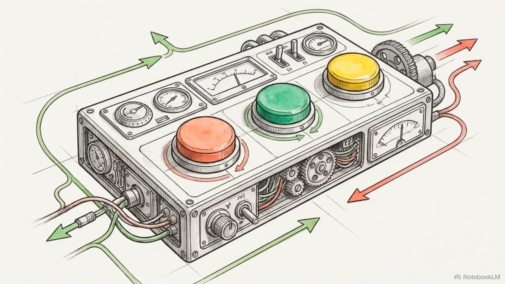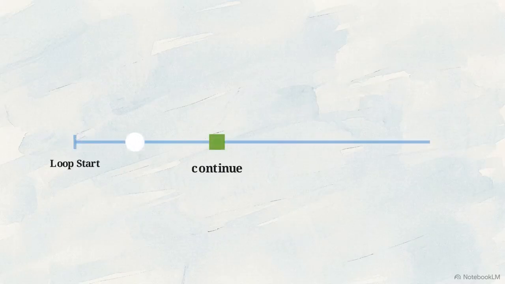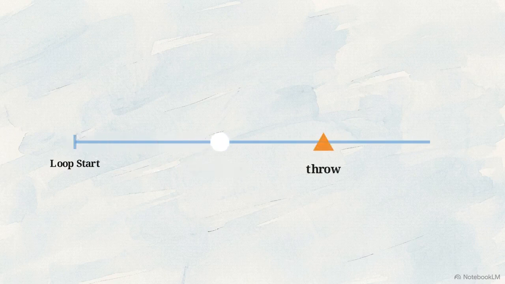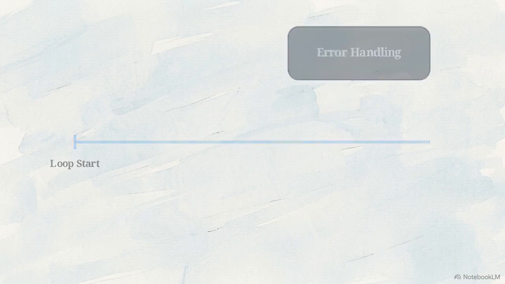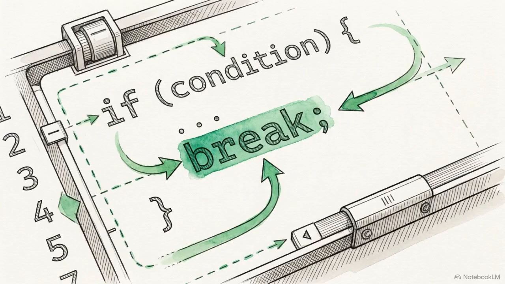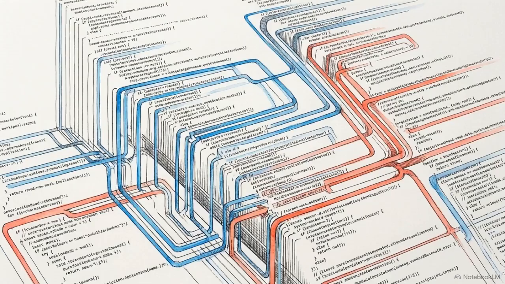There are a few other handy jump commands, too. A continue statement acts like a skip button to instantly jump to the next round of a loop, and a throw statement acts like an emergency flare, blasting the thread straight out to your error handling logic. Whenever you build automated logic, these jump statements serve as your definitive safeguards, ensuring that repeating code never destroys your application's stability.